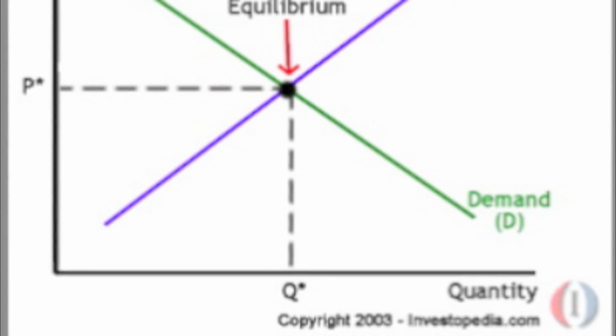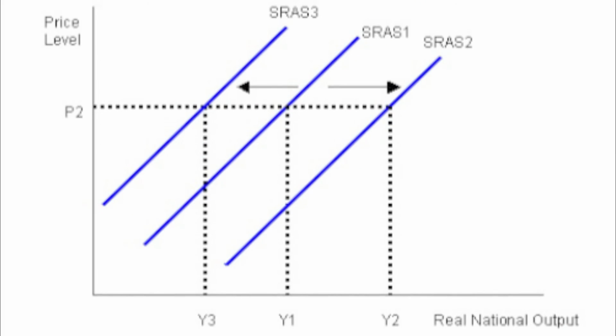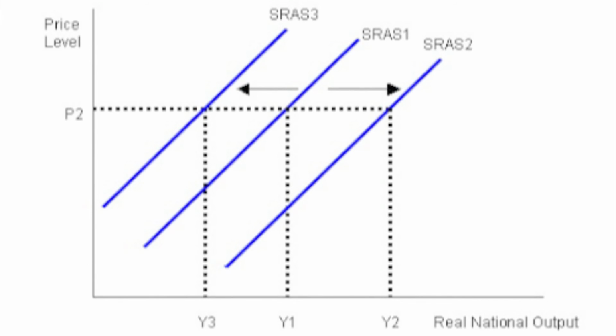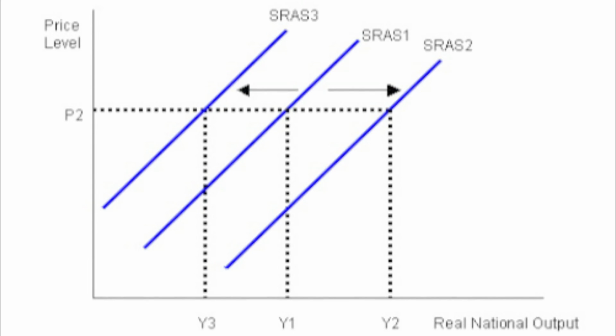To summarize, the short run is the period that begins immediately after an increase in price level and ends when input prices have increased the same proportion as the increased price level. A shift to the right or increase in supply results in decreased price level and increased quantity. A shift to the left or decrease in supply results in increased price level and decreased quantity.